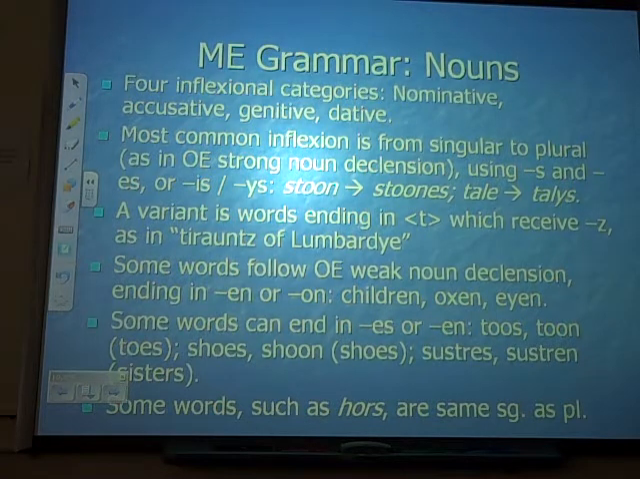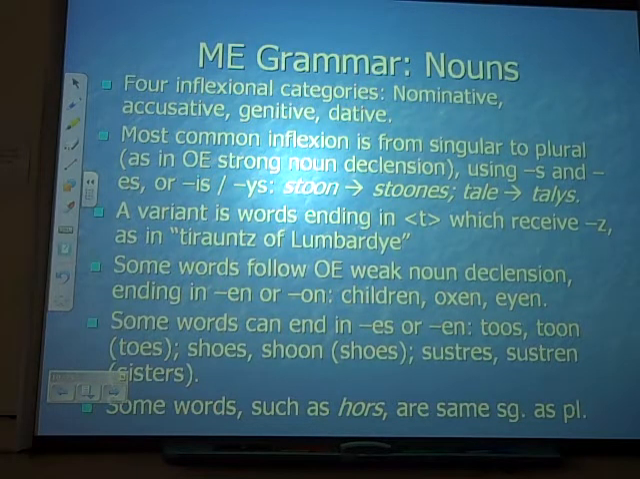Certain words follow the Old English weak noun declension, ending in EN or ON. Children, oxen, and my favourite one, toon, or the plural of toe. So it can end in ES or EN. So, toos, toon, shoes, shoon, sustras, sustren, sisters, things like that. But for the most part, you've got the ES ending.